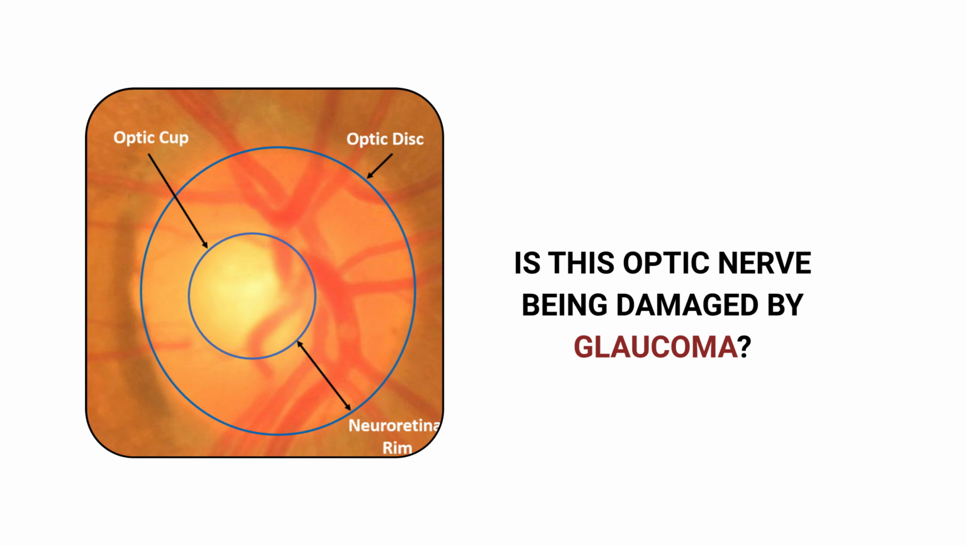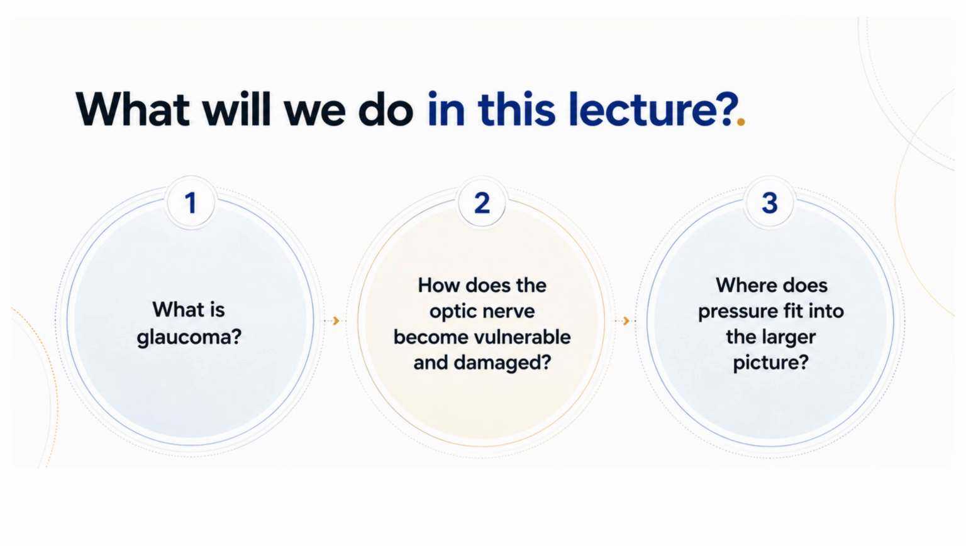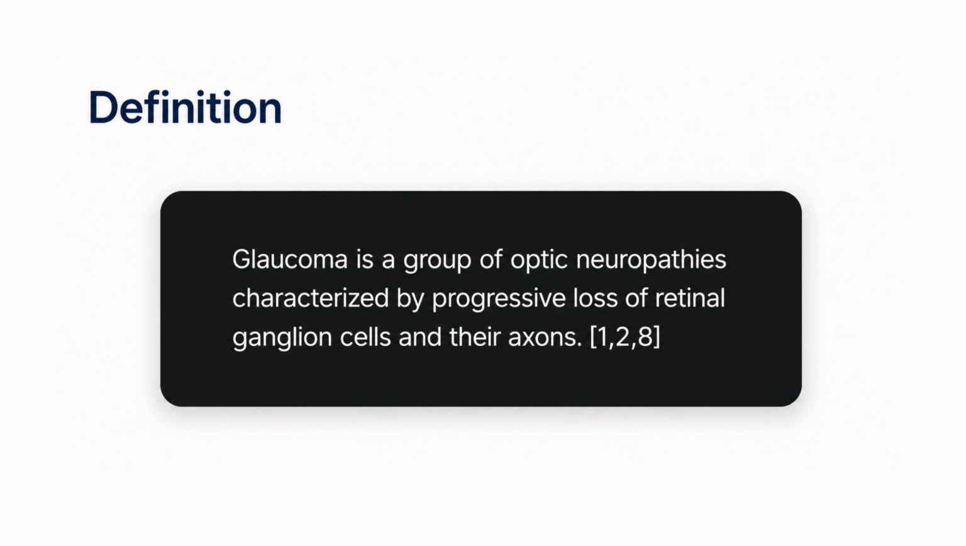And that question will guide the rest of this lecture. We will first understand what glaucoma actually is. Then we will see how the optic nerve becomes vulnerable and damaged. And after that, where pressure fits into the larger picture. Let's start with the definition. Glaucoma is a group of optic neuropathies characterized by progressive loss of retinal ganglion cells and their axons. This is the definition you should carry forward.